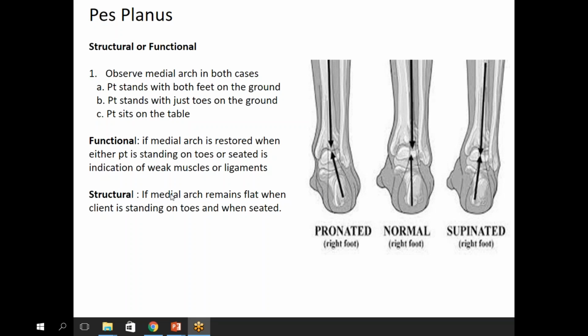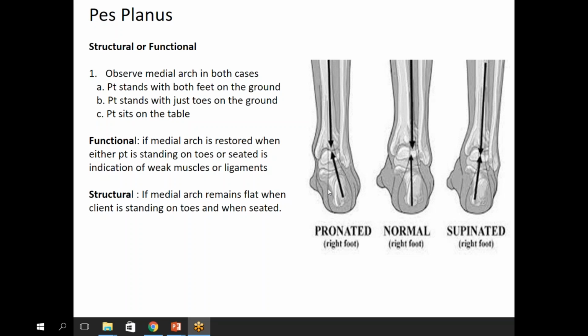Functional is harder to deal with. You're probably not going to change a lot of those. They will probably need some form of a small arch support on the structural. The functional, you can strengthen the muscles and the ligaments, and you can do towel crunches, and we have some examples of those later. We have some things that you can do.